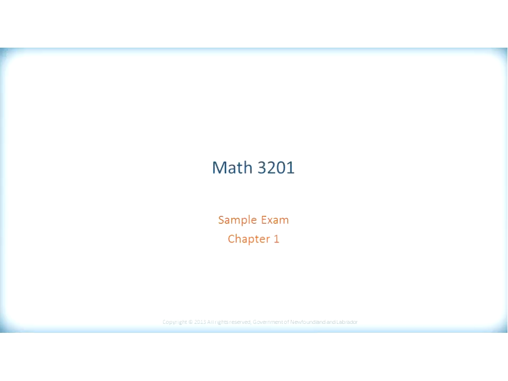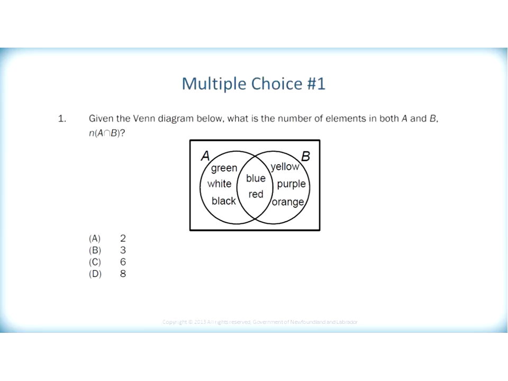We're looking at the sample public exam. We're going to look specifically at the questions from Chapter 1 on the exam. When we look at multiple choice number 1, it says, given the Venn diagram below, what is the number of elements in both A and B? In both A and B, if you recall, that's the intersection.